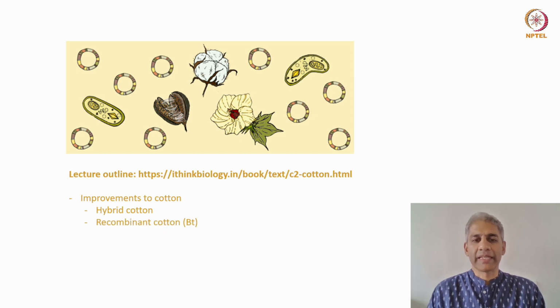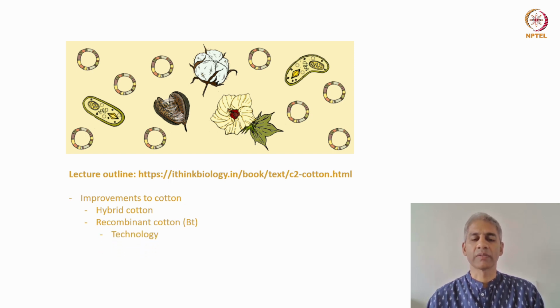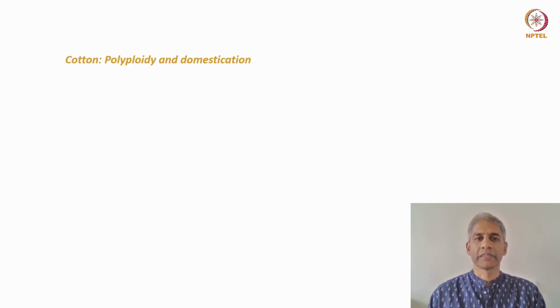And we will also be looking at recombinant cotton, namely BT cotton, and studying some of the science behind how BT cotton is produced, and also try and study how to assess the impacts of BT cotton in India. So first, let's look a little bit at some of the genetics of cotton, in particular its genome and how domestication changed some of the characteristics of cotton.